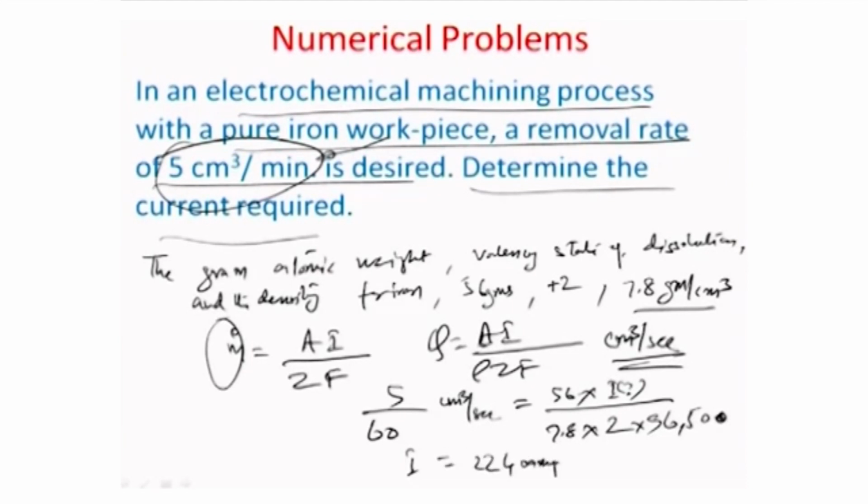2240 amps. So, what I want to bring to your notice is that a very small removal rate of only 5 centimeter cube per minute, which is actually very small in terms of conventional machining processes, in this electrochemical machining needs such a high current value, about 2300 amperes, 2.3 kiloamps.